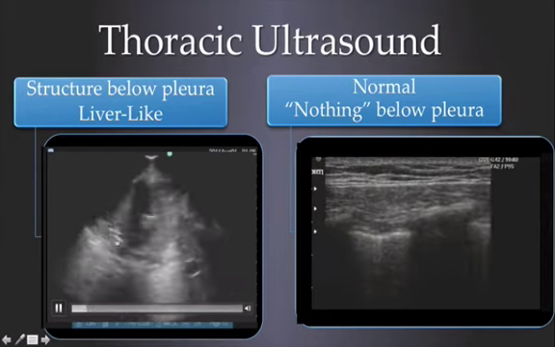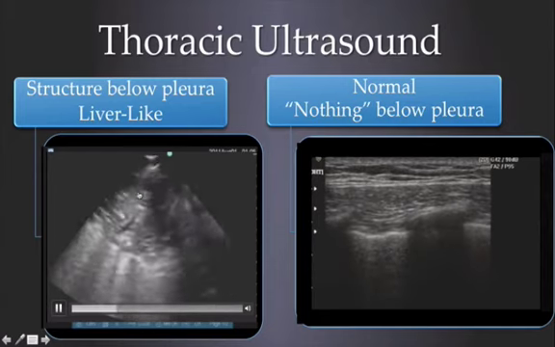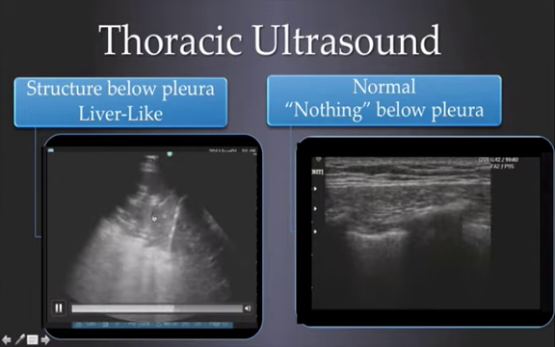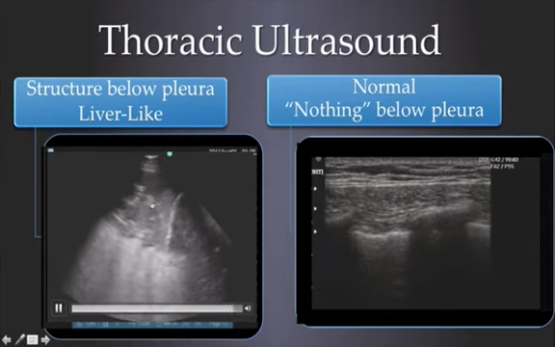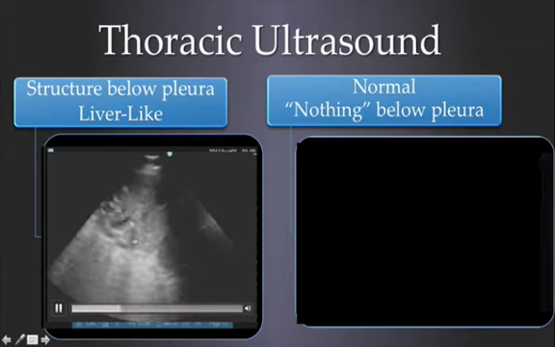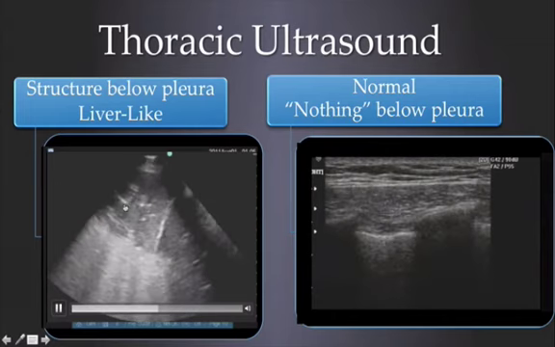And then we look at this area. This is very liver-like, similar texture, yet it is filled with white spaces. These white spaces are actually pus sliding in and out of the bronchioles. And this is a consolidated lung. This is pneumonia.